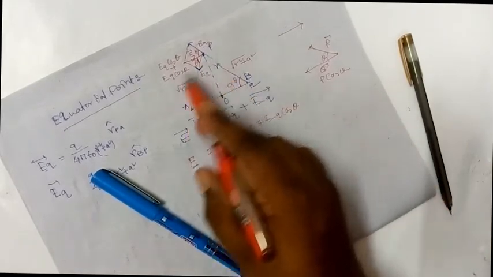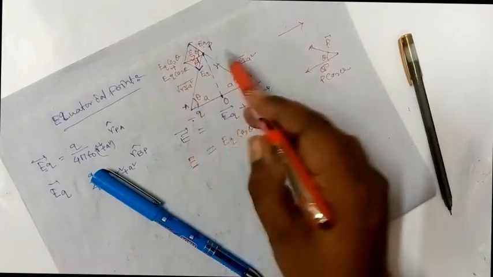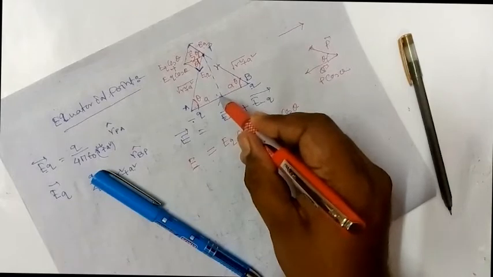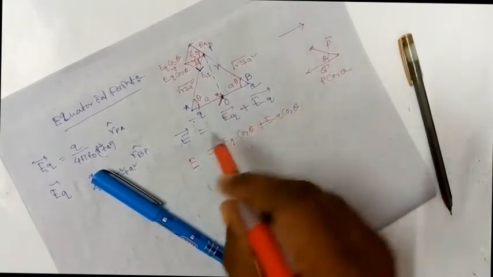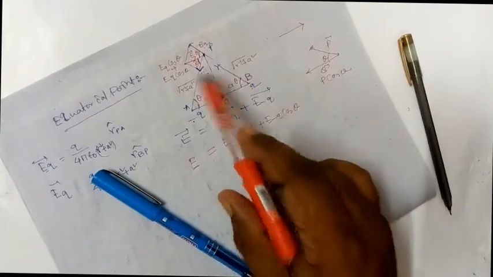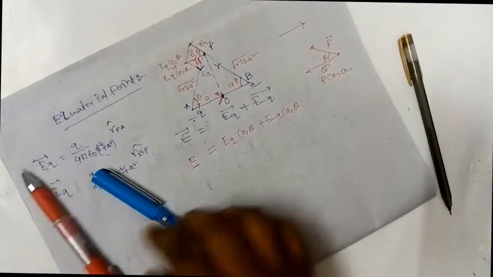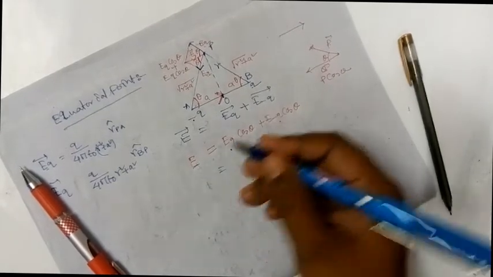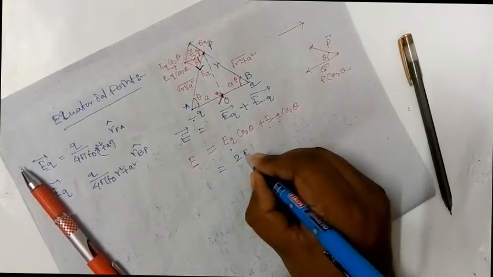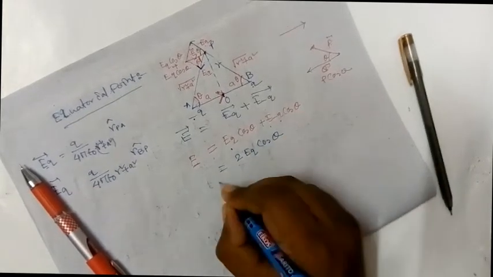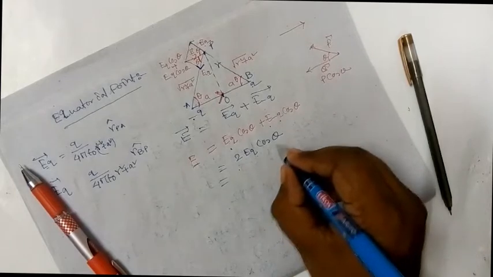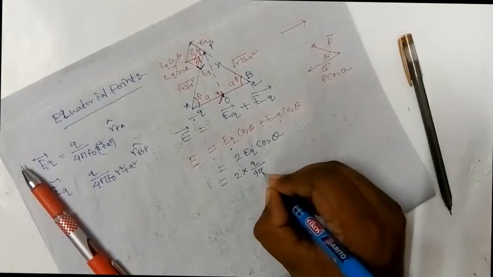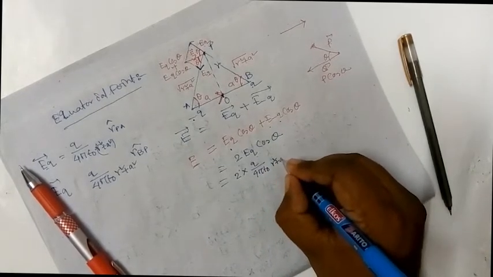And in which direction is it acting? Exactly opposite to the direction of the dipole, because the dipole moment always acts from negative to positive, and here it is acting in the opposite direction. First I have to find the magnitude. These two magnitudes, E plus Q and E minus Q, are both the same, so we can write 2 E_Q cos theta. If I put the values here, 2 into the value of E_Q, it is Q by 4 pi epsilon naught (R square plus A square).